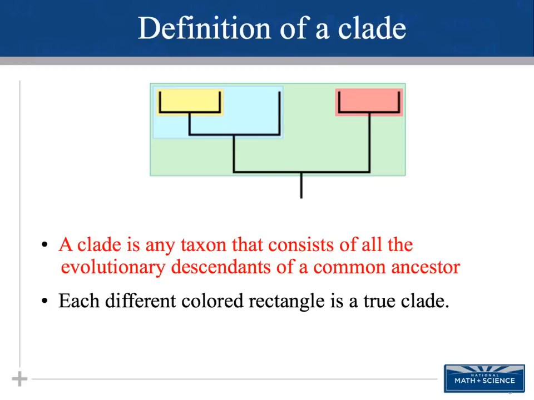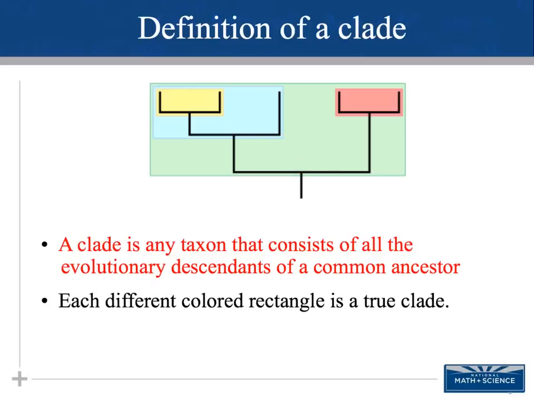So another term that I want you to learn is the term clade. Technically, a clade is any taxon that consists of all of the evolutionary descendants of a common ancestor. So in this picture, all of these colored rectangles would represent different clades. This yellow rectangle represents every single evolutionary descendant of this particular common ancestor. This blue one, notice that it includes the yellow rectangle now. This would include all the descendants of this common ancestor. This red one, all the descendants of this common ancestor. And then the green one, all the descendants of that common ancestor.